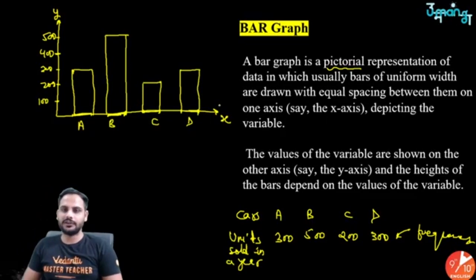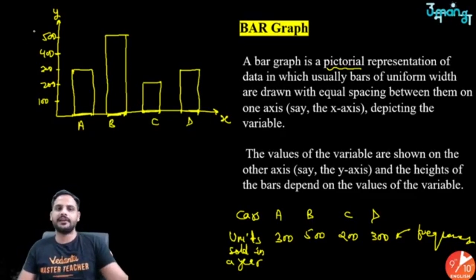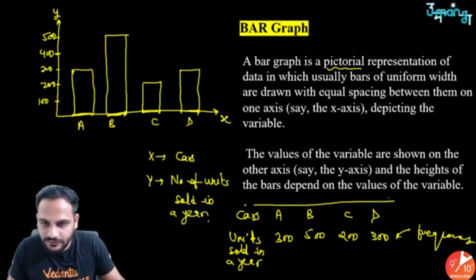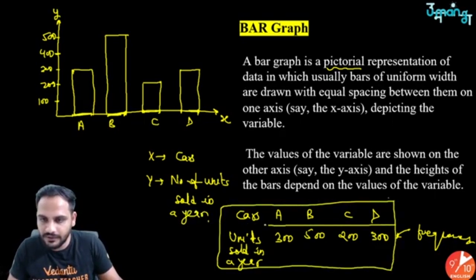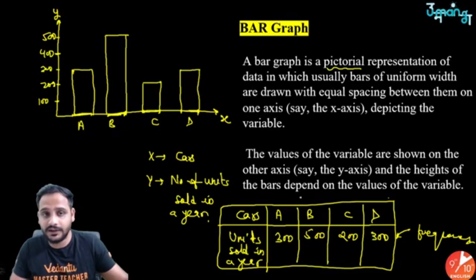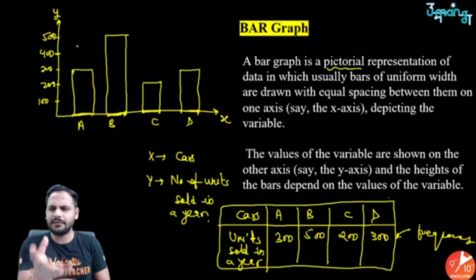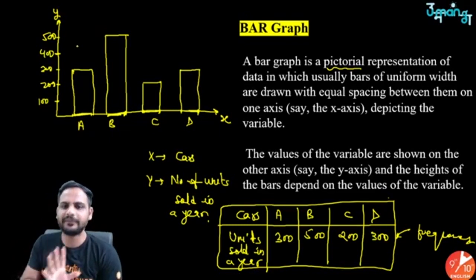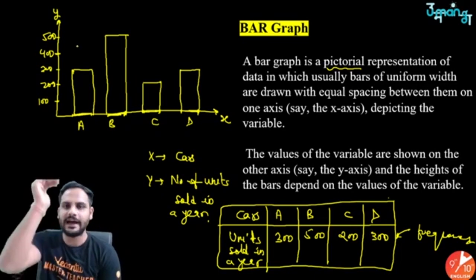This is how you will represent the bar graph. Here you can write on the x-axis that it represents the cars, and on the y-axis the number of units sold in a year. Now see, one is you are looking at this data, at these numbers, and the other is you are looking at this graph. Directly by looking at this graph I can say the maximum number of cars sold is car B and the minimum is car C, because of the height of the bars.